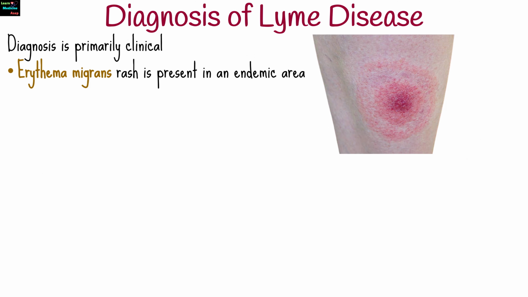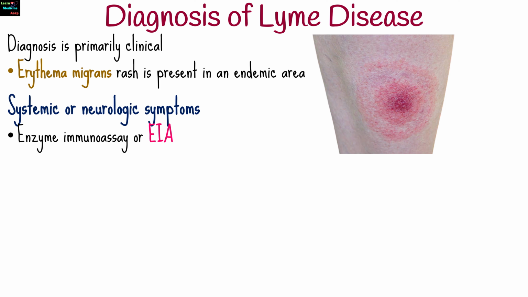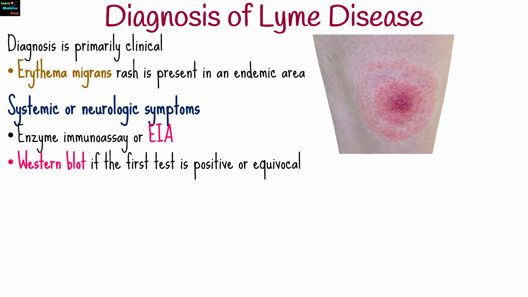Diagnosis is primarily clinical, especially when typical erythema migrans rash is present in an endemic area. Laboratory confirmation is not necessary in such cases. For systemic or neurologic symptoms without a clear erythema migrans lesion, 2-tiered serologic testing is recommended. This involves an initial enzyme immunoassay, followed by a Western blot if the first test is positive or equivocal.